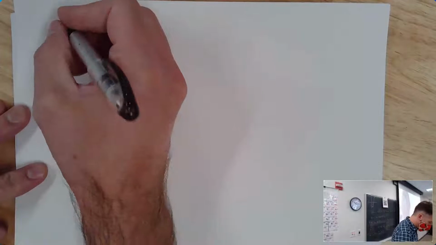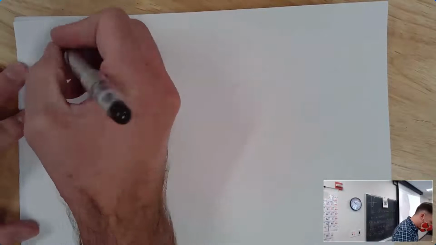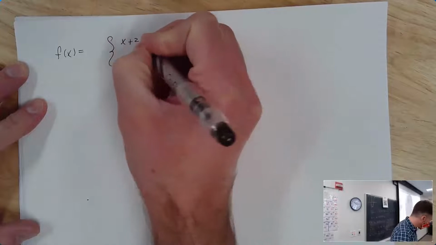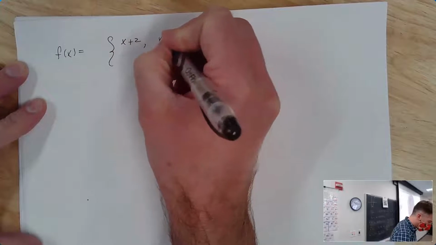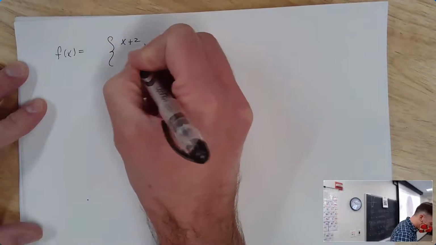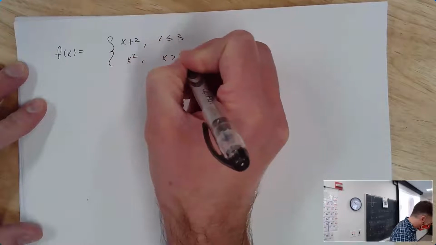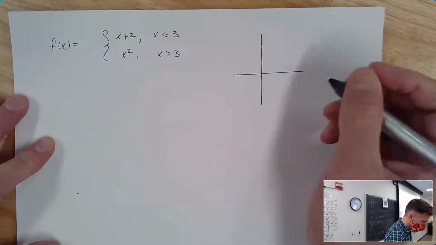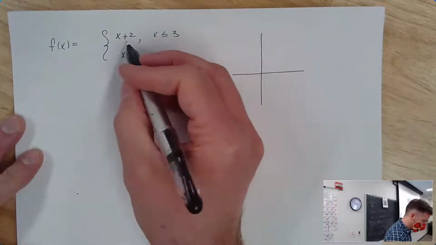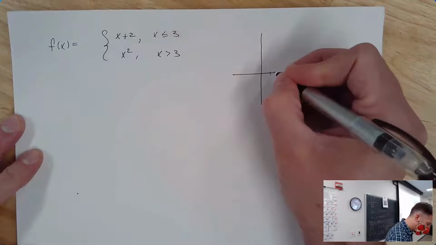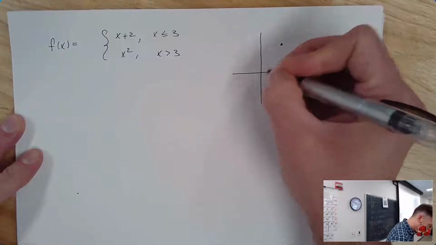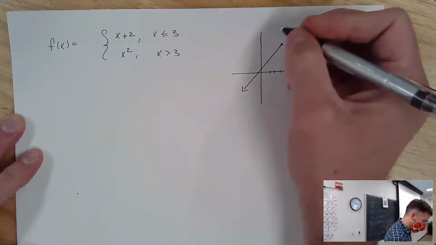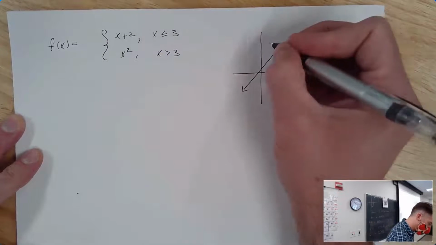So let's go ahead and again, for this function, f of x equal to the piecewise function x plus 2 when x is less than or equal to 3, and x squared when x is greater than 3, which we can also look at graphically. It looks kind of like this. Let's see, if x were 3, we get 5. Kind of like that. And then x squared after, and 3 squared is 9.